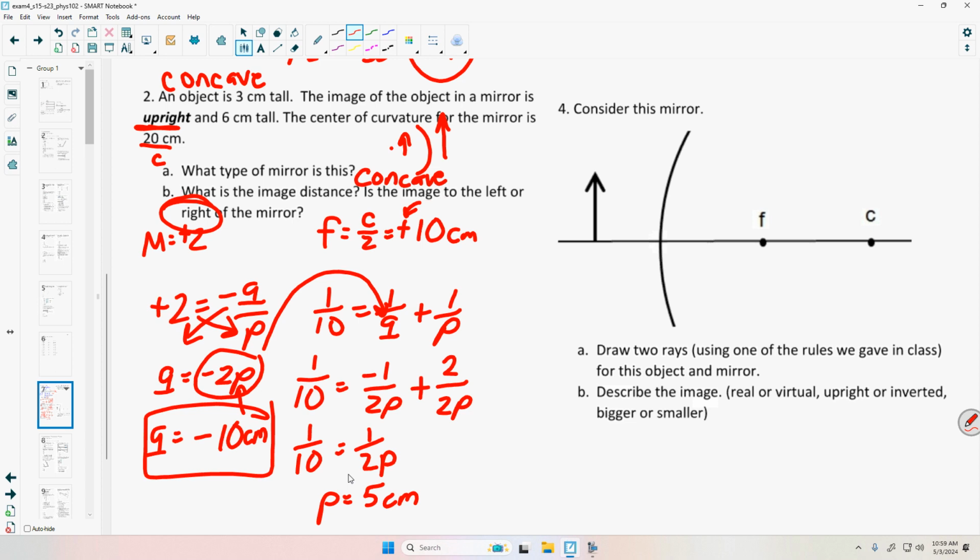Julia? Yeah, the image distance is negative 10, and because it's negative, that means I have a virtual image, so it's to the right of that mirror. That's how I know it's to the left or the right. If it were a positive image distance, it would be to the left of the mirror, because that would be a real image. Okay? Y'all can do that for me?